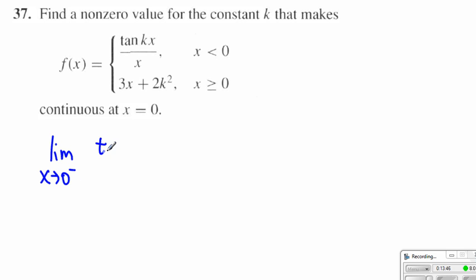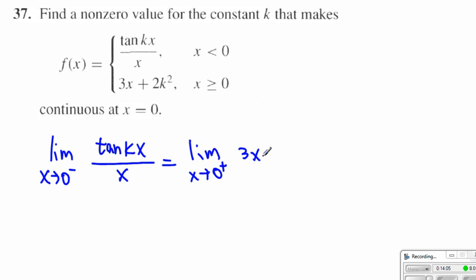So we have tangent of kx divided by x. We have to use that expression. It has to be equal to the limit as x approaches 0 from the right, which means x has to be greater than 0, which gives us 3x plus 2k squared. Now, you could have seen this one from the previous question, that this simplifies into simply k. In order to derive this, you can use tangent kx as sine kx over cosine kx. Then you should be able to see it.